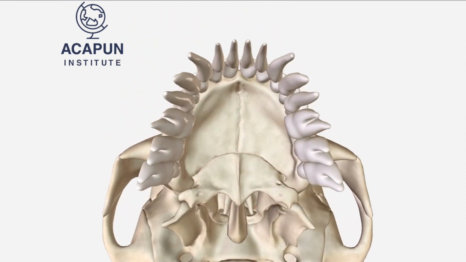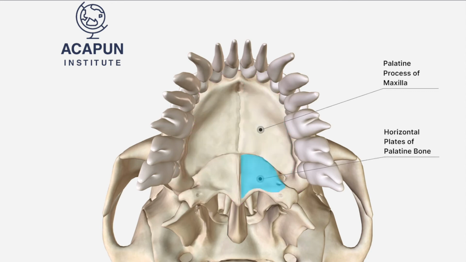Let's rotate to an inferior view and take a look at the last few components of the facial skeleton. I've removed the mandible for better visualization, and we're looking at the inferior aspect of the maxilla. We can see the hard palate, which is formed of the palatine processes of the maxillae anteriorly and the horizontal plates of the palatine bone posteriorly. A small depression in the midline anteriorly is known as the incisive foramen, where the incisive canals open. The posterior nasal spine is formed by the posterior projection of the hard palate.